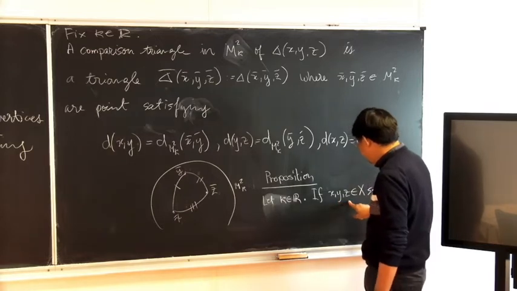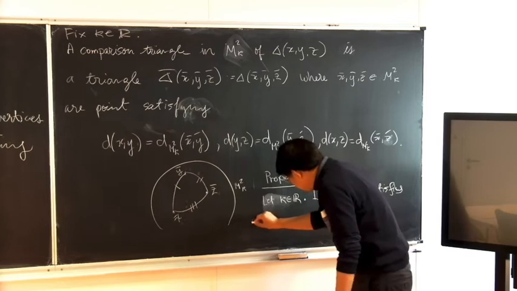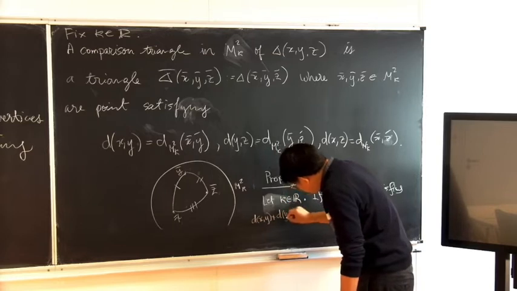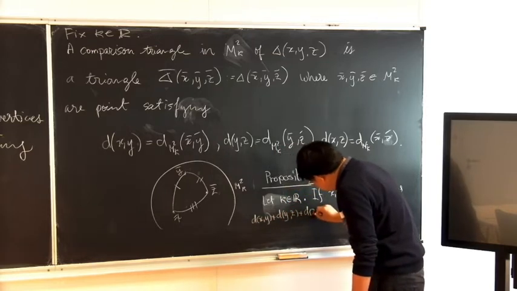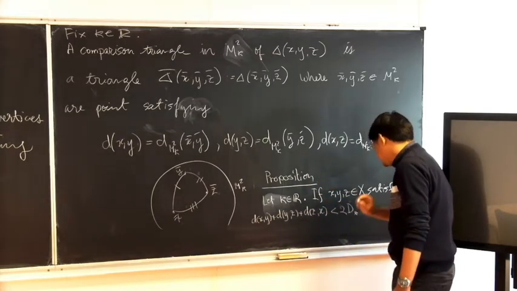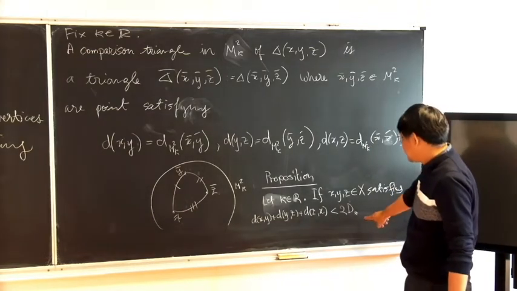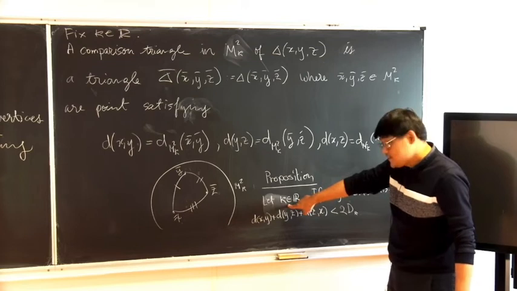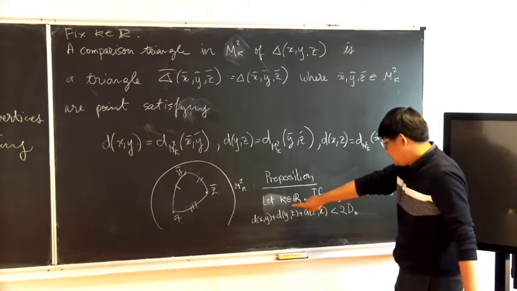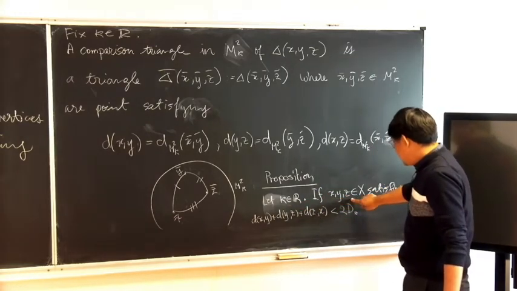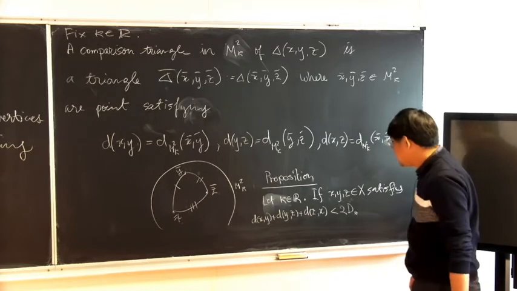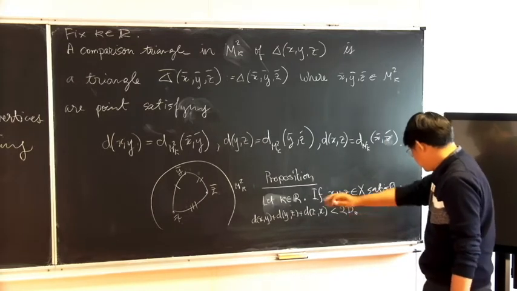if we take 3 points that satisfy the perimeter condition, that is, the distance between x and y plus the distance between y and z plus the distance between z back to x is strictly less than 2 times the diameter of the model space of curvature kappa. Kappa is fixed, okay? It depends on what model space you are going to compare to. So we fix the curvature kappa. You take 3 points such that this perimeter condition holds true.